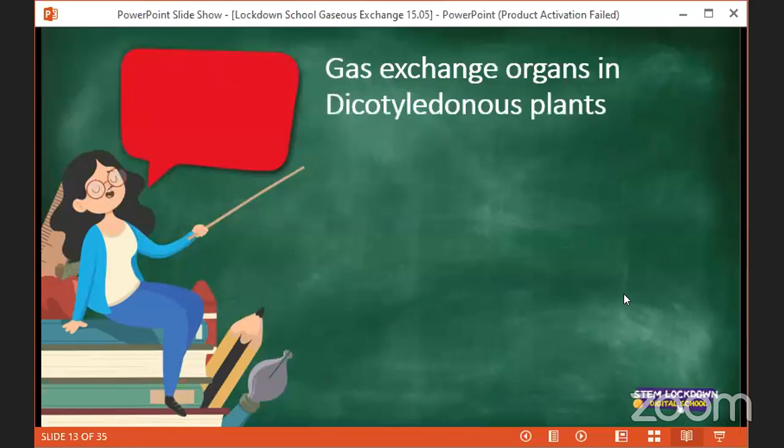Okay, so now let us look at gas exchange organs in dicot plants. So guys, just quick revision. We know that dicot plants are flowering plants with a taproot system, amongst others, right? Remember, this was dealt with in plant diversity. Okay, so these plants can photosynthesize, right? And gases move through stomatal pores, which are present on the leaves.